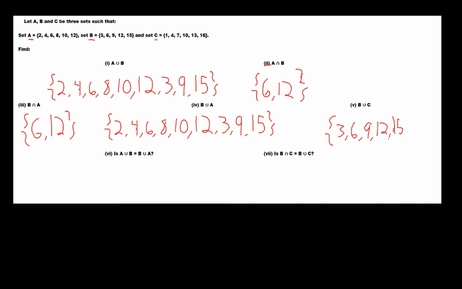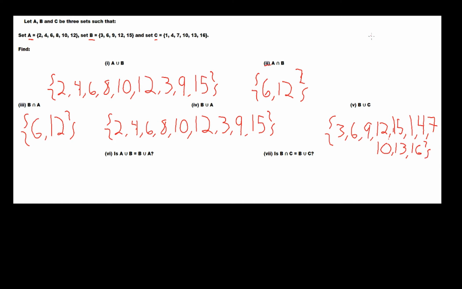So 1 doesn't appear in the set we're making, so let's add that. Let's add a 1. And 4 doesn't appear either, so let's add a 4. Neither does 7, we'll add a 7. Neither does 10. And 13 goes in as well. And so does 17. So these sets had nothing in common. So they are what is known as disjoint sets.